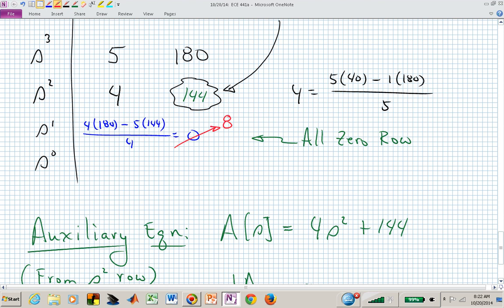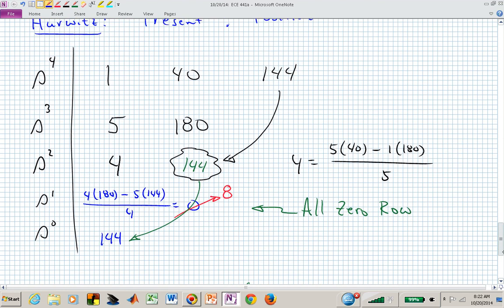We use that 8. 8 times 144, don't multiply it out, minus 4 times 0, divided by 4, or no, I'm sorry, divided by 8, and we get 144. That 144, again, just floats down there. Got a lot of things going on.